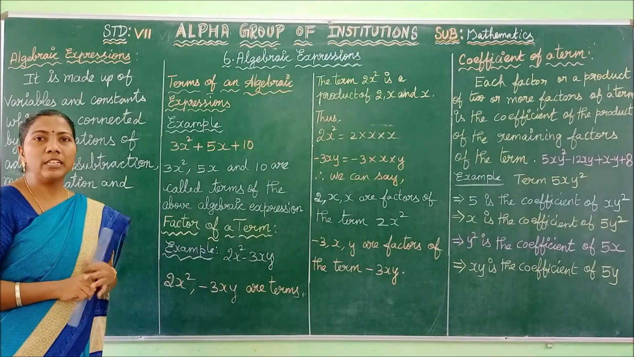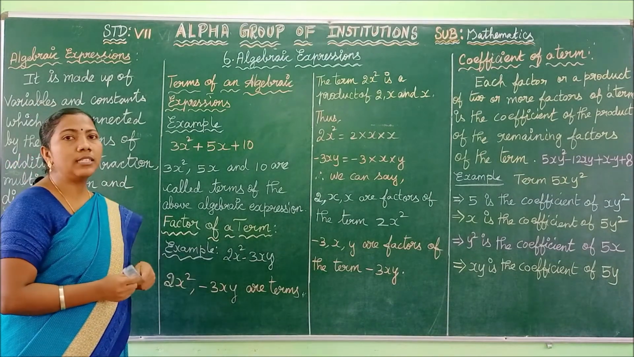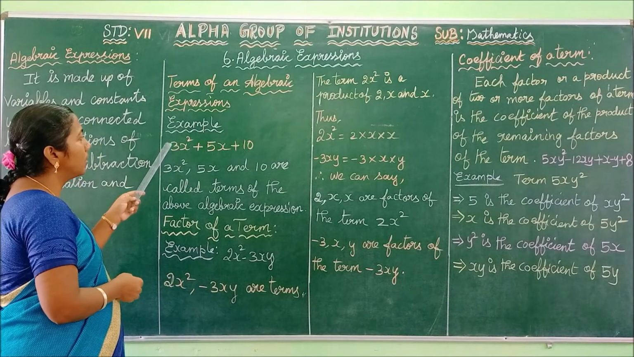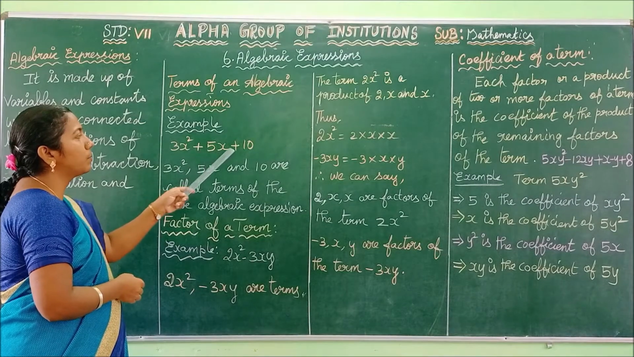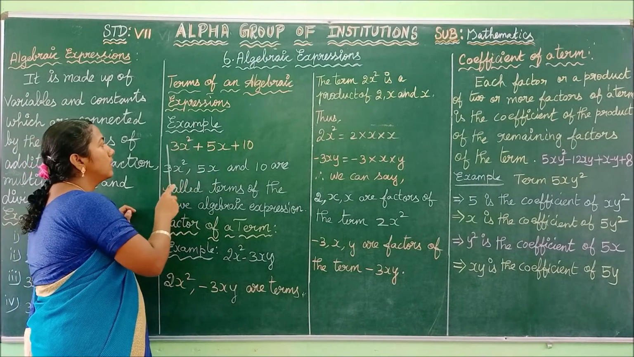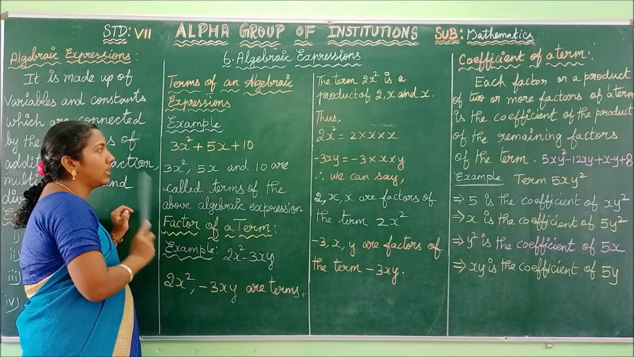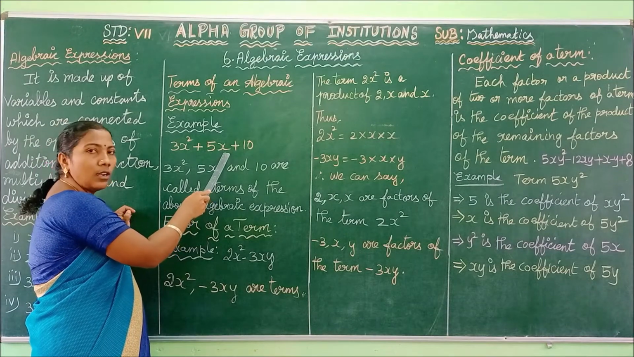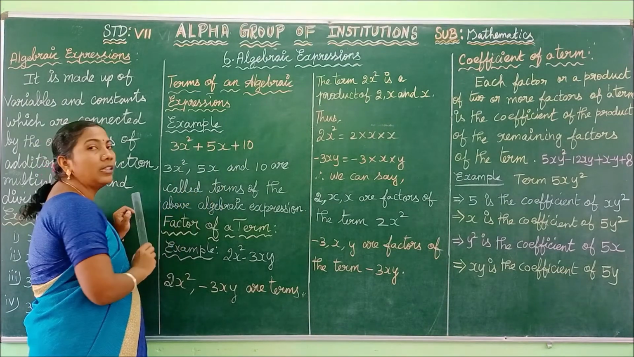What is meant by terms of an algebraic expression? By seeing this example you can easily understand. See this example, 3x square plus 5x plus 10. First, the 3x square, this number with variable is called one term. And this 5x is called one term. And 10 is called one term. These three values are called three terms.